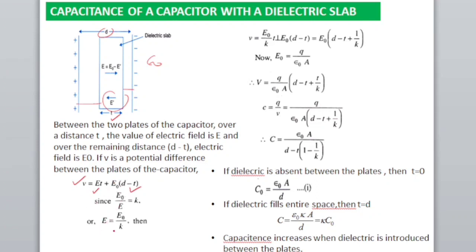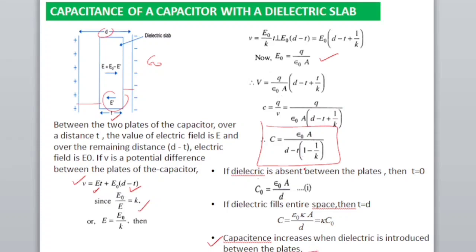Now you know the relation E equal to E naught by K. Dielectric constant is E naught by E, electric field in free space over electric field with dielectric. So E equal to E naught by K, you put the value of E here, you get V equal to this one, and after putting these things, you get C equal to A epsilon naught by D minus T times 1 minus 1 by K. This is the capacitance of a capacitor when a dielectric having thickness T is placed between the plates, right? And the capacitance increases when you put a dielectric between the plates. You must note this one.